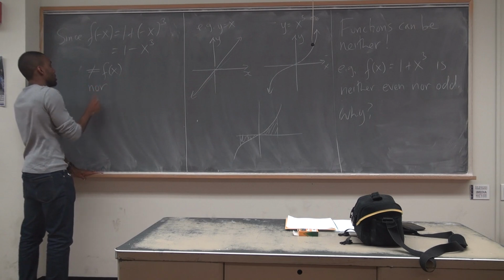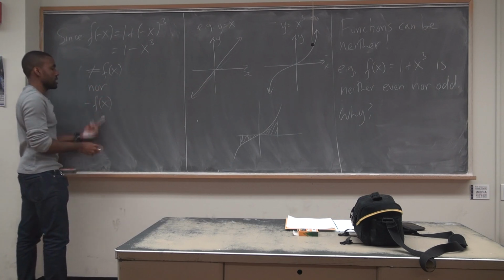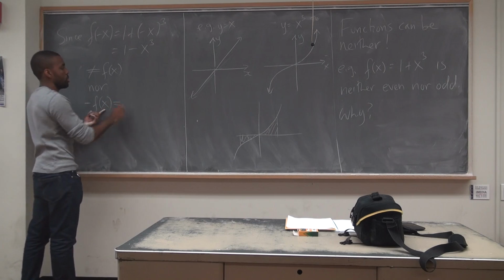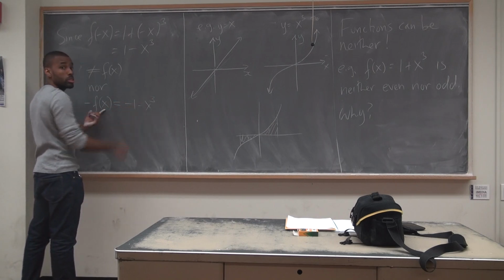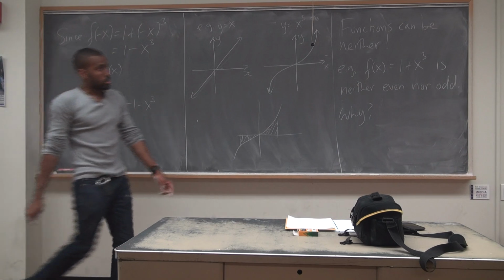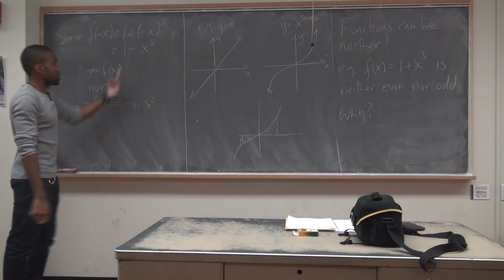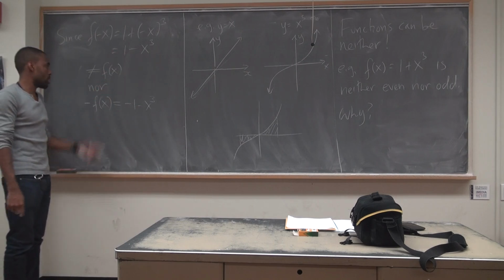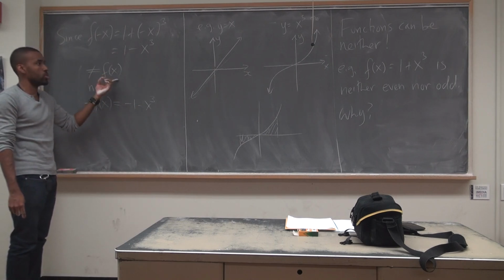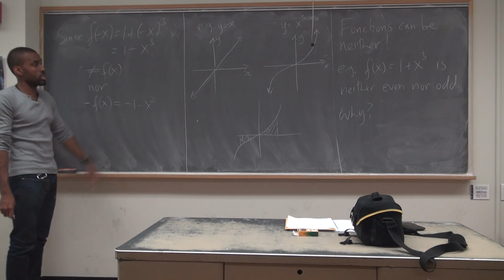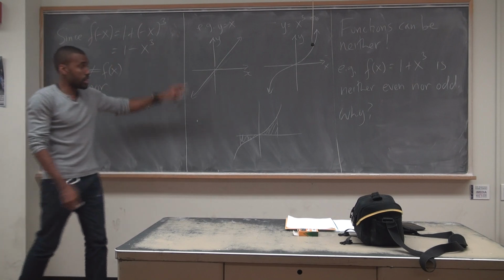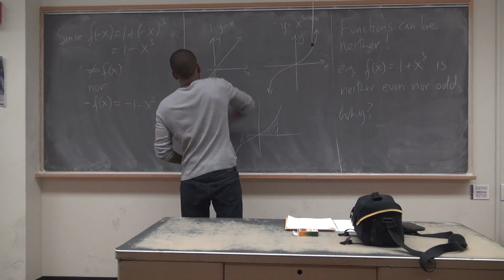Nor is it the negative of f of x, right? Because the negative of f of x would be what? Minus 1 minus x cubed, right? So if I take the negative of this, I get minus 1 minus x cubed, which is, again, not that. So I neither have the negative nor the original function. So this function is neither even nor odd. It does not exhibit either of the symmetries that I just mentioned.